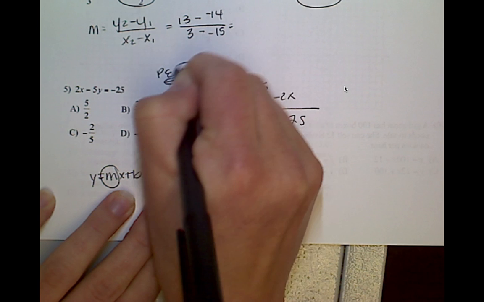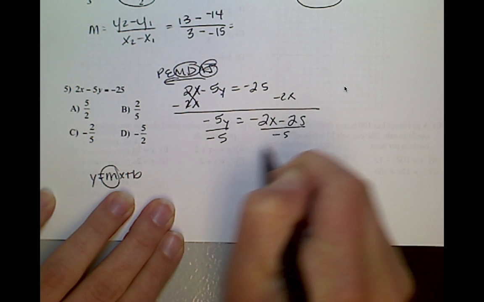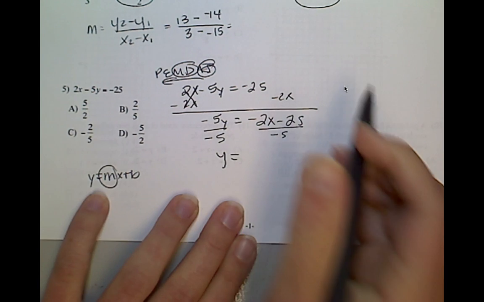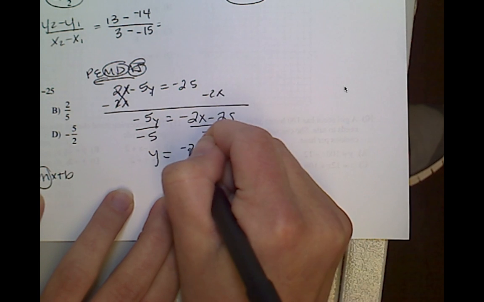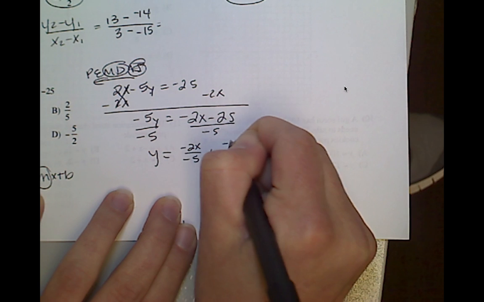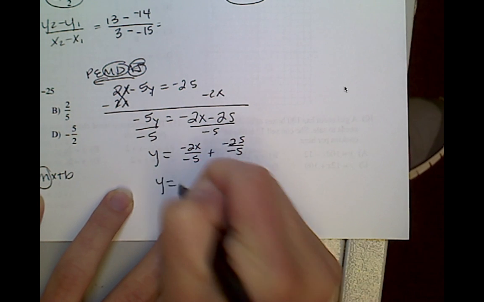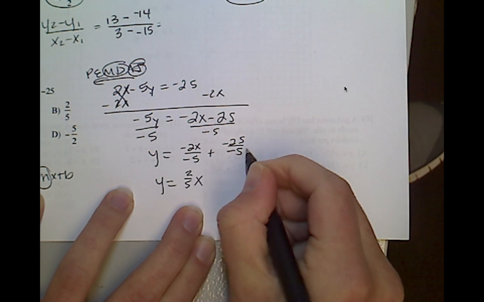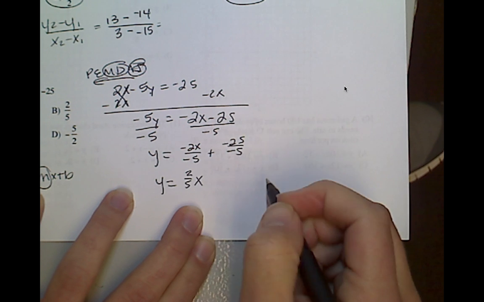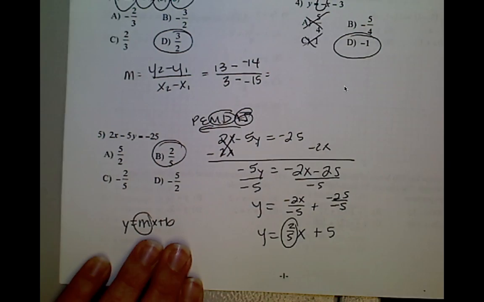Next step, we got to undo multiplication or division. So to undo this multiplication, we divide both sides by negative 5. And now we have our rocket science. Each piece is divided by negative 5. So all we're doing is breaking that fraction bar apart. Type negative 2 over negative 5 in your calculator and reduce to 2/5 x. Type negative 25 over negative 5 in your calculator and reduce to a positive 5. So our slope, once again, is the number in front of x, so 2 over 5 is answer choice B.